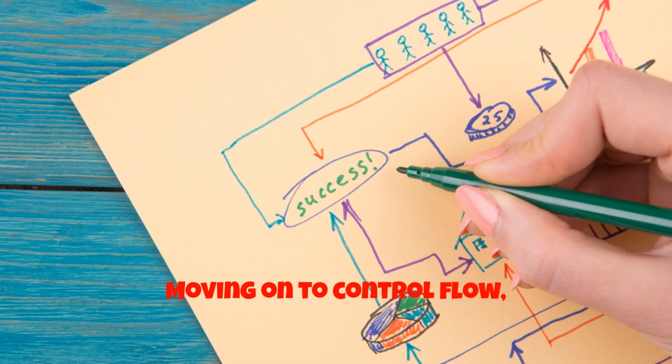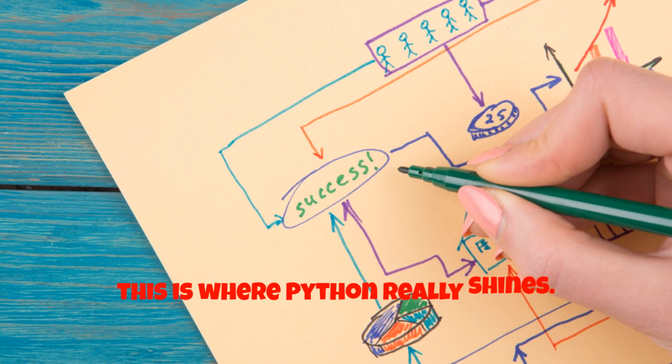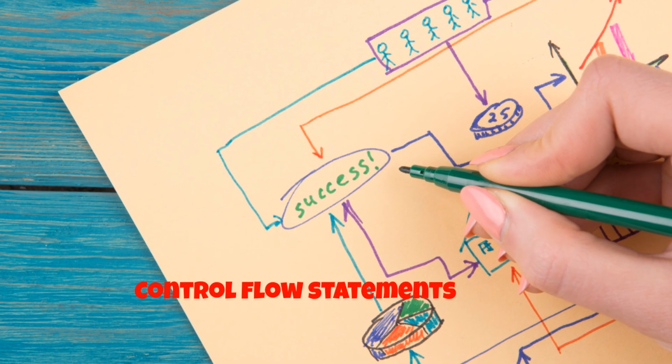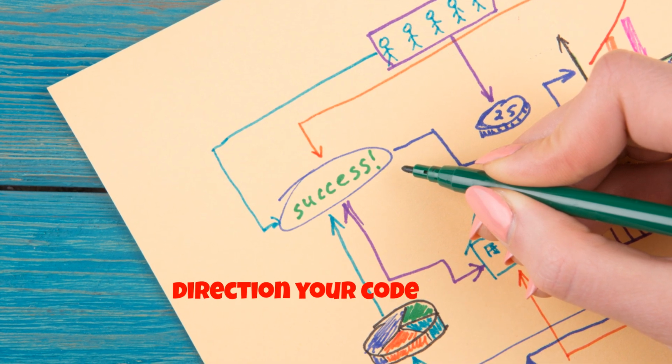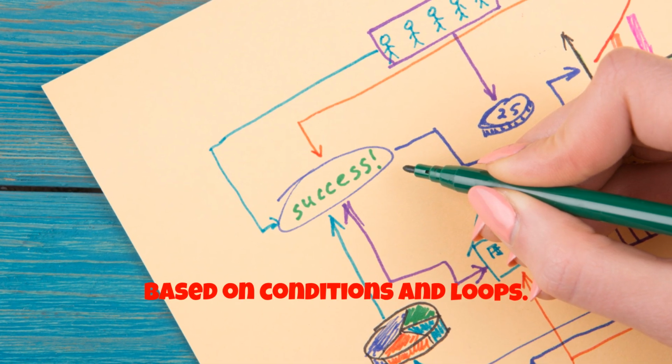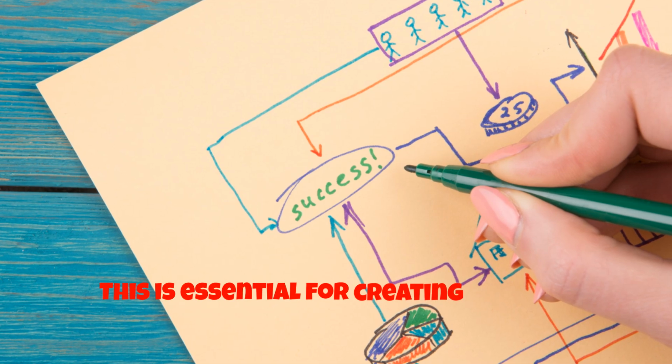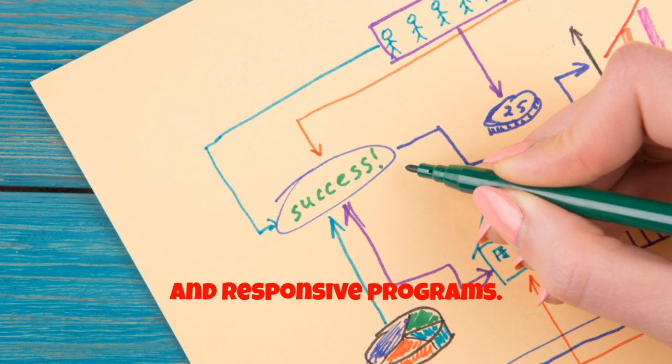Moving on to control flow, this is where Python really shines. Control flow statements like if, for, and while allow you to dictate the direction your code takes, based on conditions and loops. This is essential for creating dynamic and responsive programs.